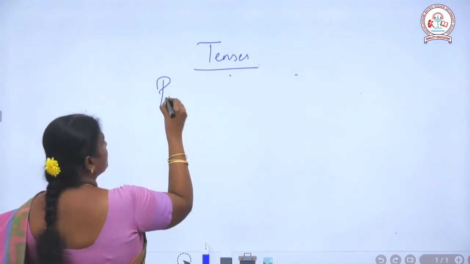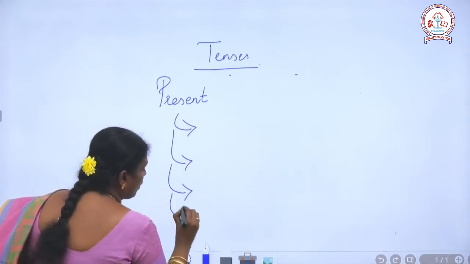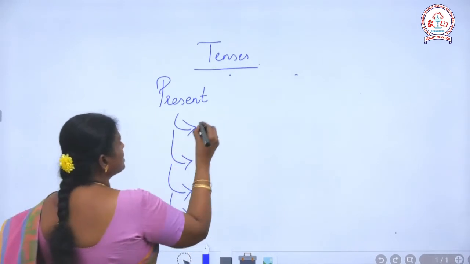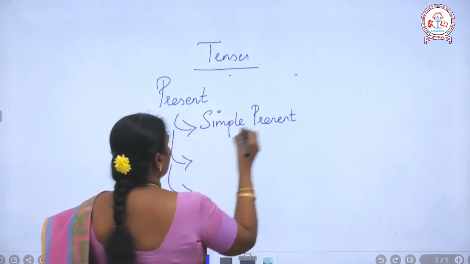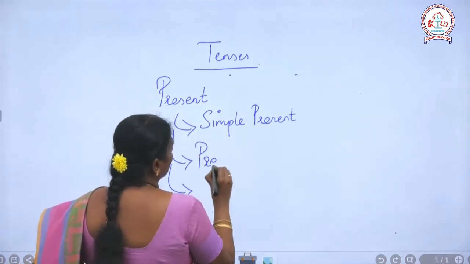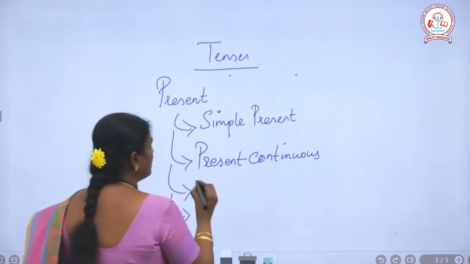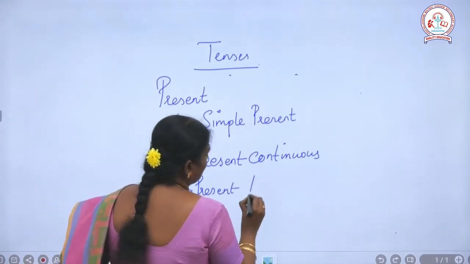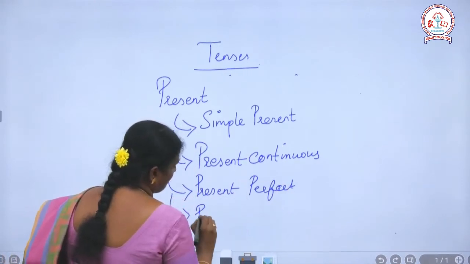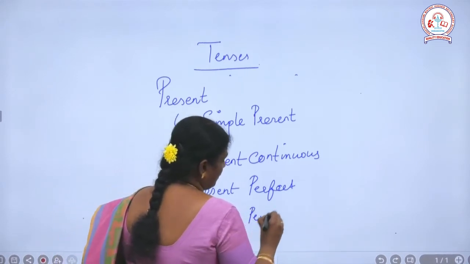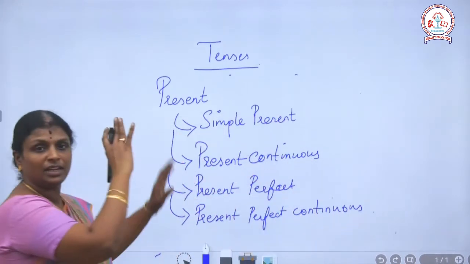The first one is present. First basic form present we are going to look into. As I said, in each basic form we have 4 slots. First slot is simple present. Second is present continuous. Third one is present perfect, and the fourth one is present perfect continuous. See, till this part you will feel very simple and easy.